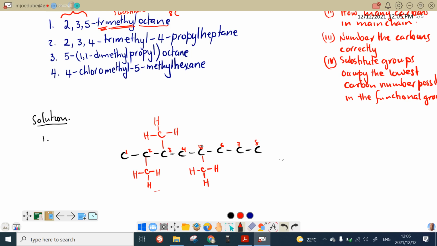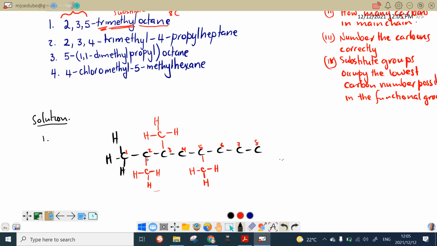So now with that, I have my 3 methyl substitute groups found at positions 2, 3, and 5. So I've got 2, 3, 5 trimethyl. They're all the same, so hence trimethyl groups. And thereafter, I need to make sure that all my carbons have enough hydrogens around them. And so I'm going to now place all my hydrogens as I should.